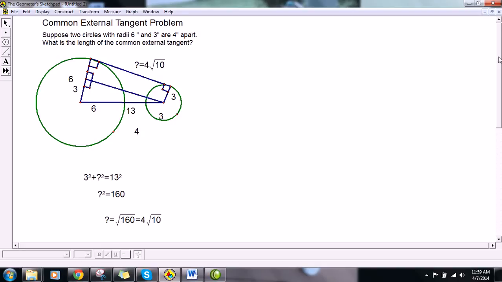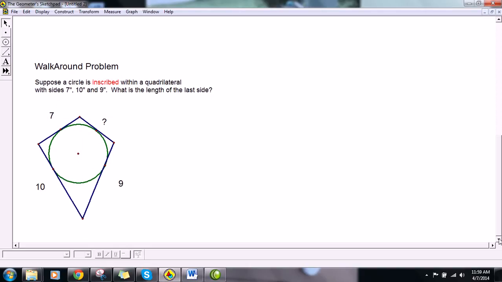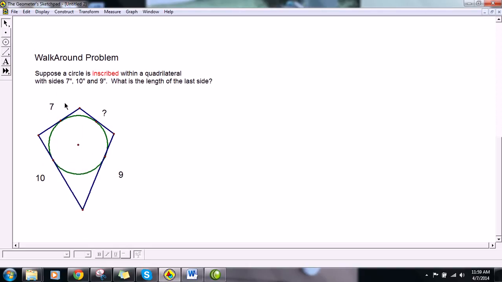All right. The second type of problem uses the idea that we discussed today called the two-tangent theorem. And remember that the two-tangent theorem says that two tangents from the same external point to the same circle are equal, right? So those two are equal. These two are equal. These two are equal. And then these two are equal, right? So what we have here is a circle that's inscribed within a quadrilateral, which makes the quadrilateral essentially consist of tangents to the circle on the outside.